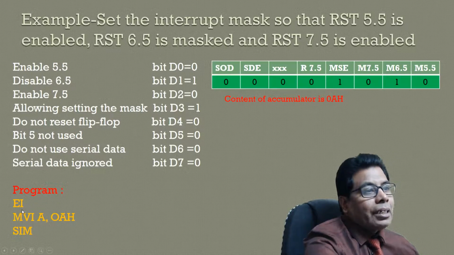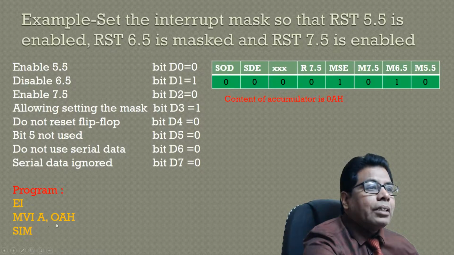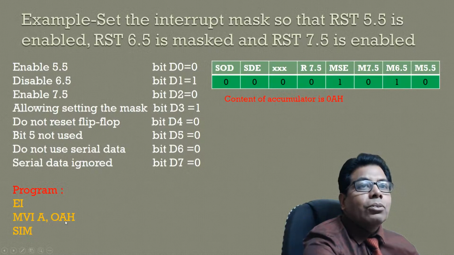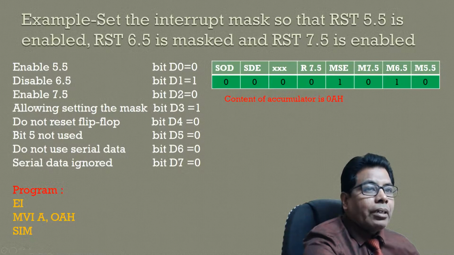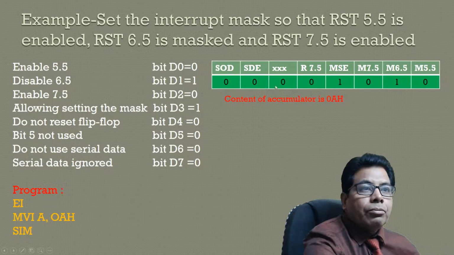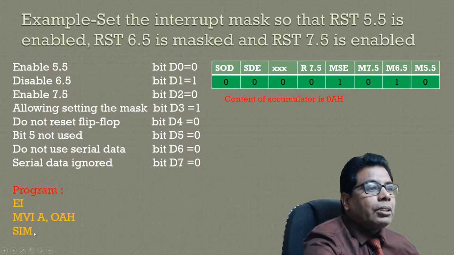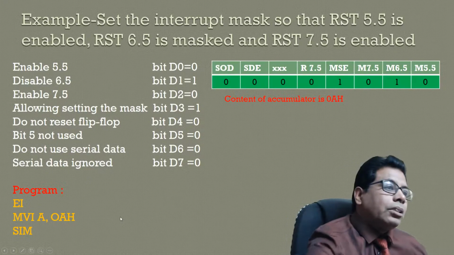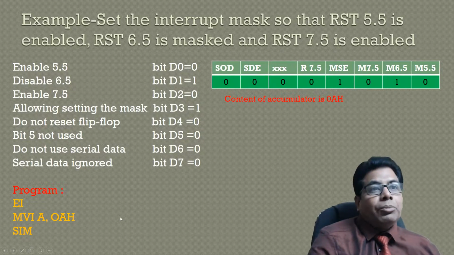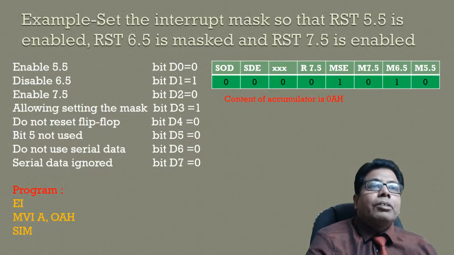First we have to enable all the interrupts so that we can use them. Then we have to load the accumulator with 0A. That is the control word or the format which we have derived just now with the help of this. Then we have to give the instruction SIM. So in this way we have to use the SIM instruction for masking the RST 7.5, 6.5 and 5.5.